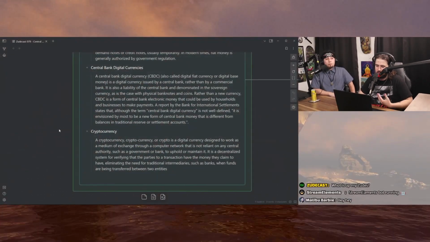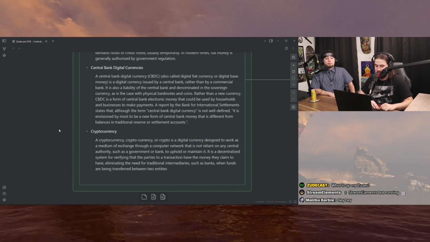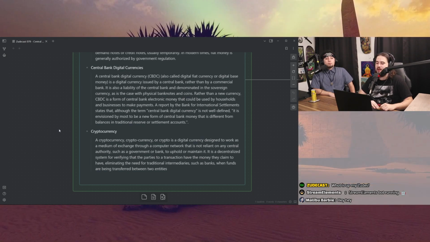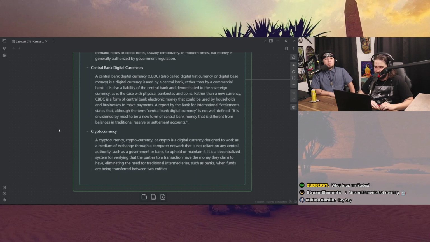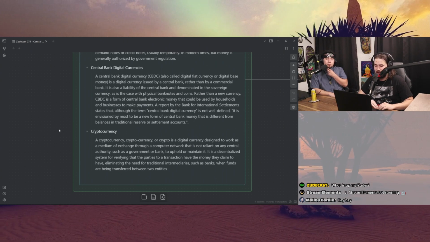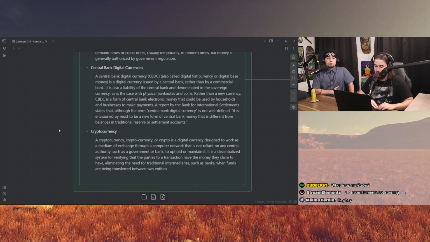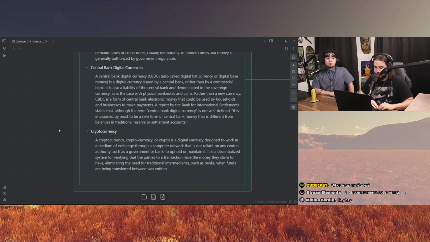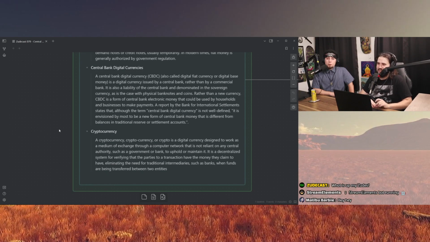Right. And then just to get this last definition here, we've got cryptocurrency. If you don't already know, a cryptocurrency is a digital currency designed to work as a medium of exchange through a computer network that's not reliant on any central authority. That's the big ultimate takeaway: it's not reliant on a central authority, such as a government or a bank, to uphold or maintain it. It's a decentralized system for verifying that the parties to a transaction have the money they claim to have, eliminating the need for traditional intermediaries such as banks when funds are being transferred between two entities. So you can see why cryptocurrency represents a threat to the traditional central banking system.